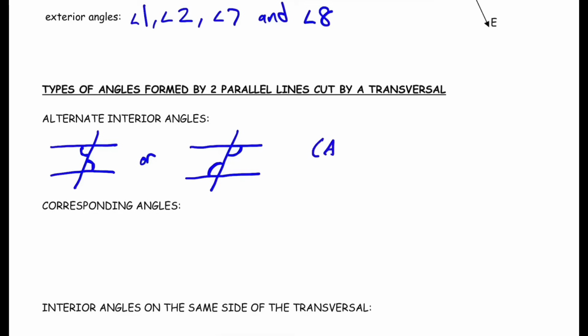And one thing to remember, anytime I pick two alternate interior angles, they're going to be equal. So these two are always equal. These two are always equal.